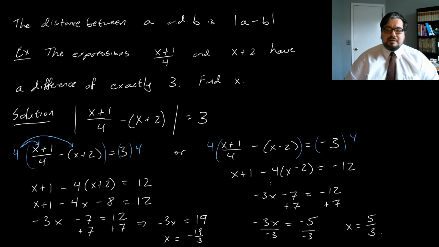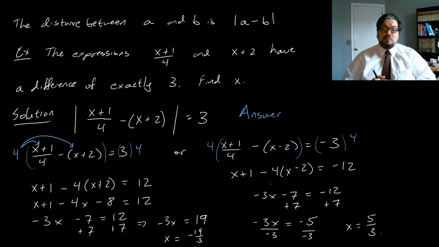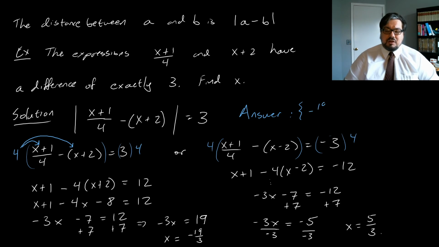So our answer here, well, first of all, we should check these numbers. For the sake of time, I'm not going to check them here. It turns out that in this case, both of these work. And so the solution set to our original equation is negative 19 thirds, comma, 5 thirds. And that's another way that we can use an absolute value equation.